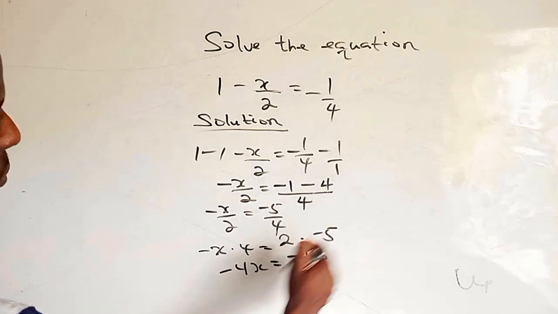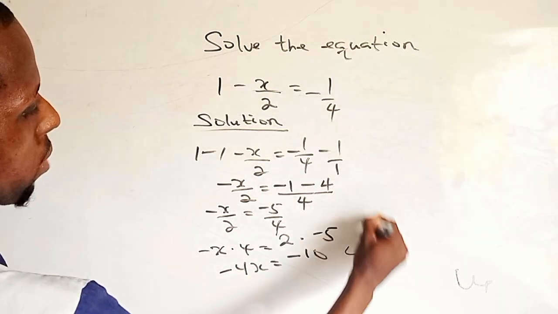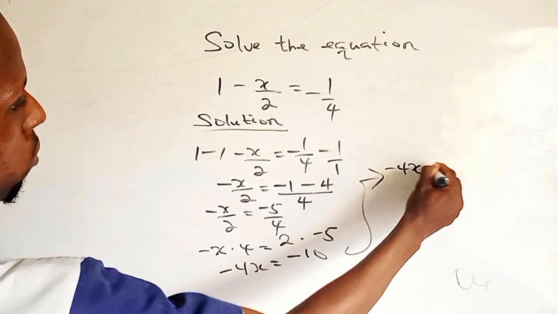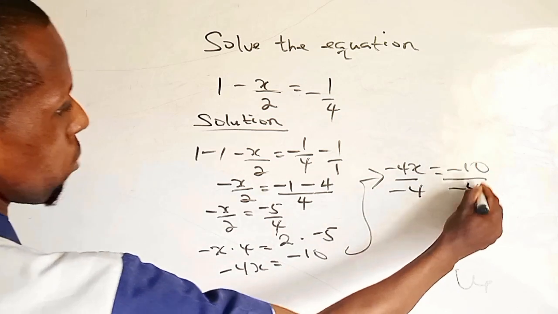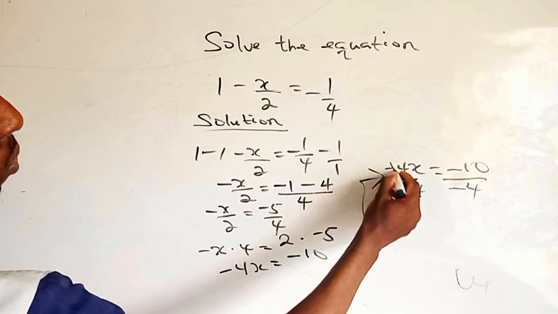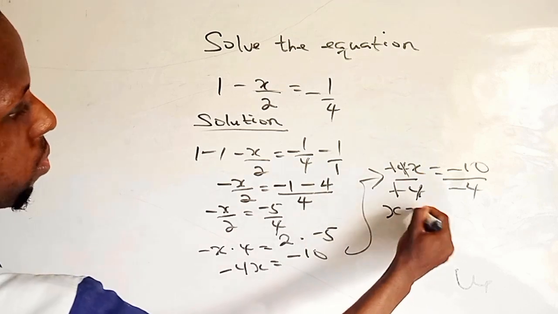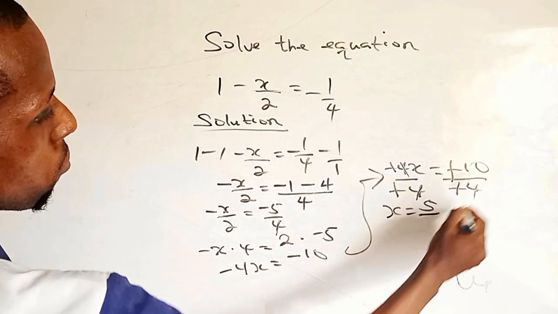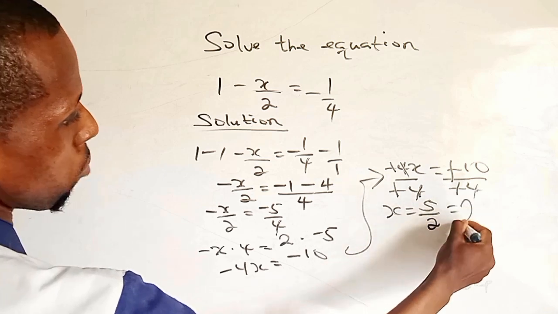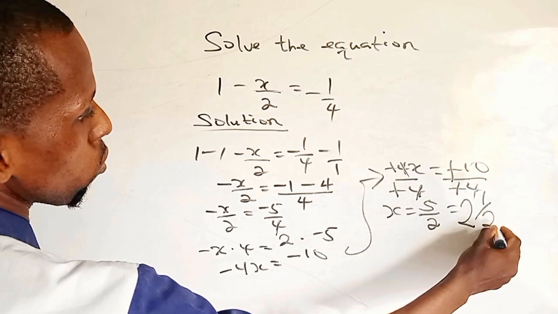So from here we say minus 4x equals minus 10. We divide by minus 4, which is the coefficient of x. So this can go, this can go, and we have just x. Minus cancels minus. 2 in 10 is 5, 2 in 4 is 2. Or we have it in the form of 2 1 over 2.